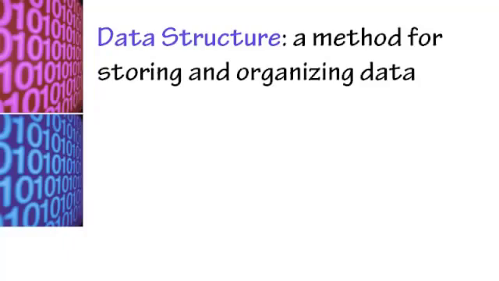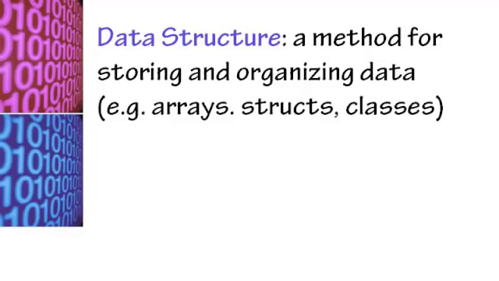A data structure is some kind of method for storing and organizing data on a computer. Examples are classes, arrays, structs. It doesn't count as data itself, but a way of organizing data.